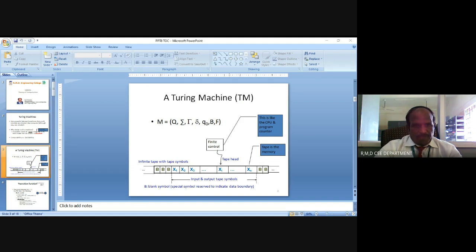So the input tape has the tape symbols. Input tape symbols are initially X1 to Xn. B indicates the blank symbol. The tape is the memory, and the tape head will read or write. It is like a CPU, which is the overall control of the Turing machine.